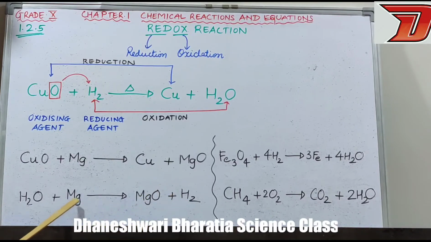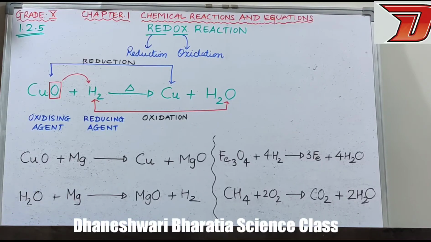Very good. Now here with magnesium, oxygen will get combined. So to magnesium, oxygen is added. Which type of reaction is it? Oxidation. Very good. Right. Now here magnesium is oxidized, so it is acting as the reducing agent. And here water is being reduced, so it is going to be the oxidizing agent. Am I clear with this?